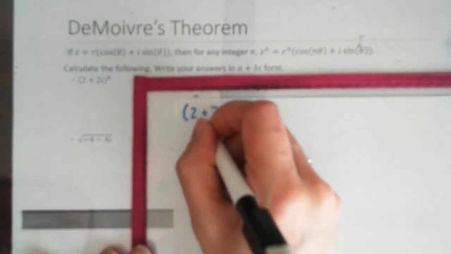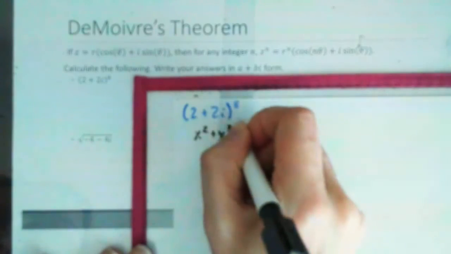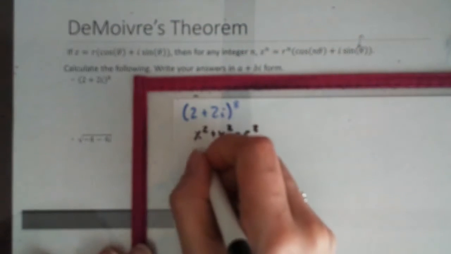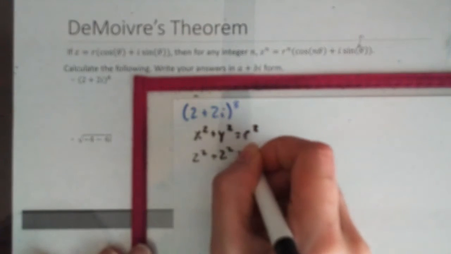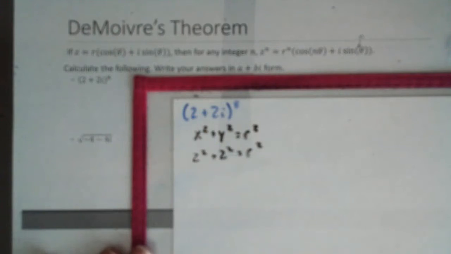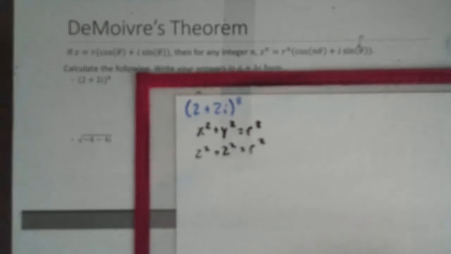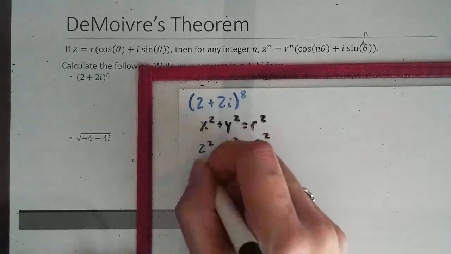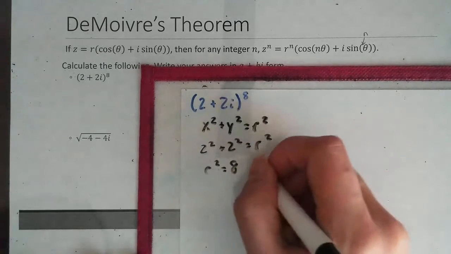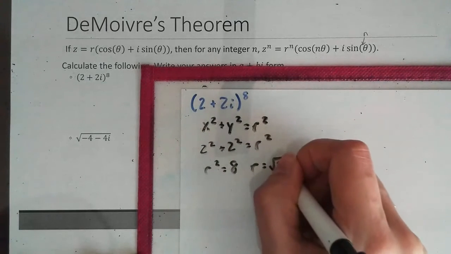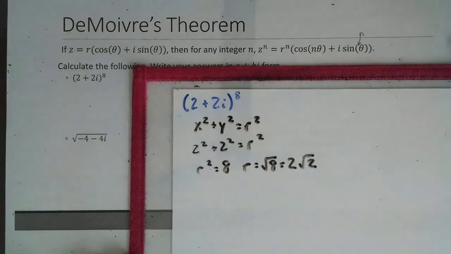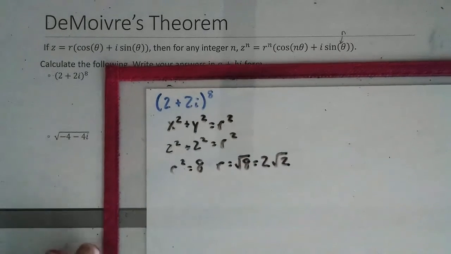Let's try it anyway. x squared plus y squared is r squared. So that's 2 squared plus 2 squared equals r squared. 2 squared is 4, and 4 plus 4 is 8. So r squared is equal to 8. That means r is the square root of 8, which is 2 times the square root of 2. We have r, now we need theta.